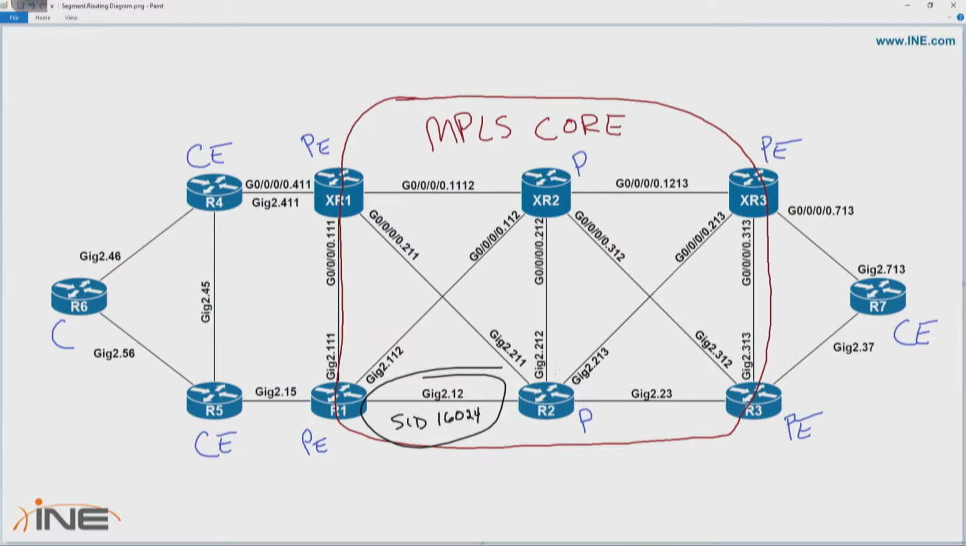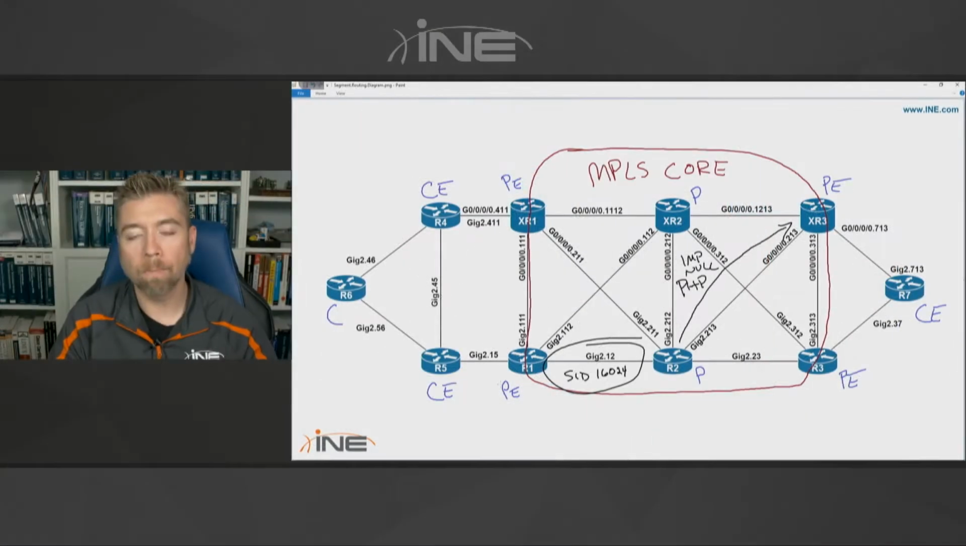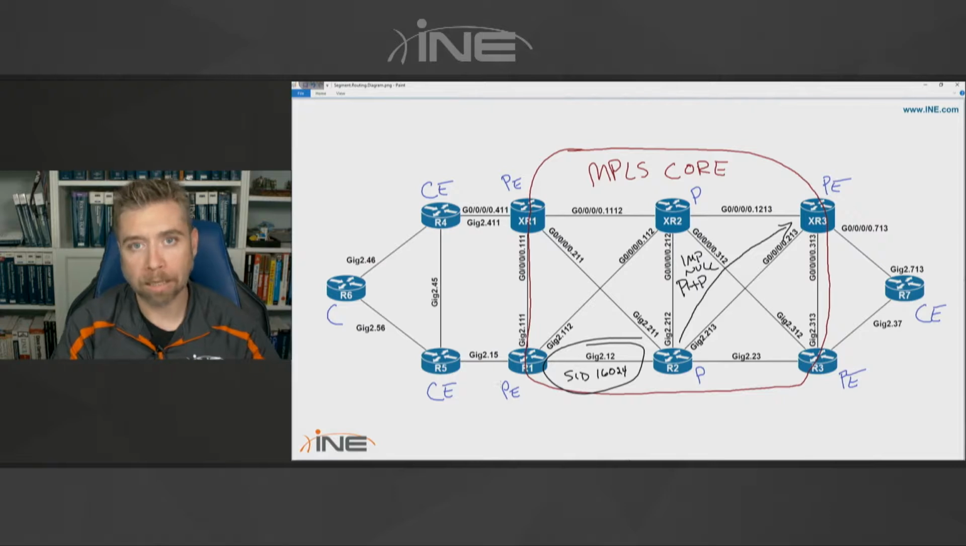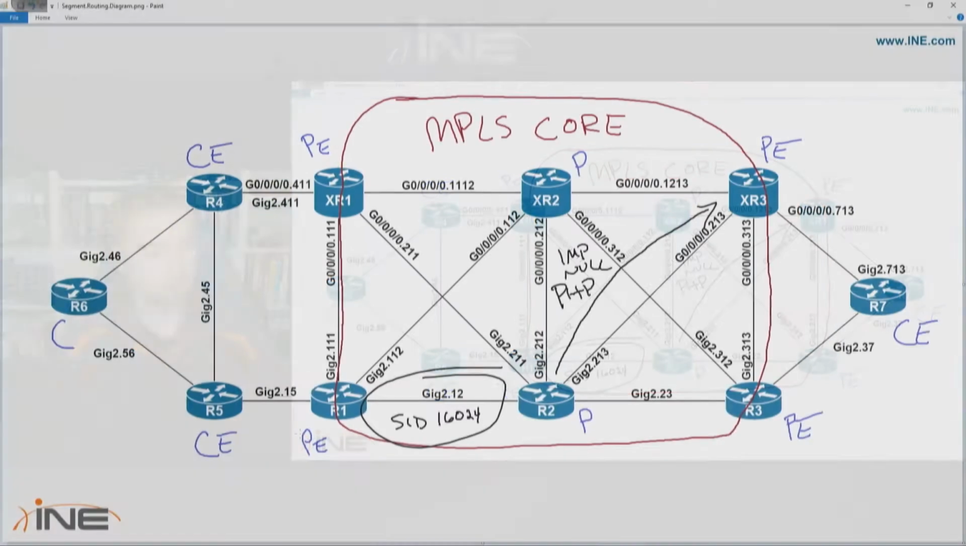When router 2 advertises this to XR3, it is the penultimate hop. So it's saying I'm connected to it, so I'm going to advertise implicit null for that. This is another reason why you wouldn't advertise your transit links. You would always want to steer the traffic towards the loopback. This fixes that problem where the PHP process is happening one hop too soon in the core transport.